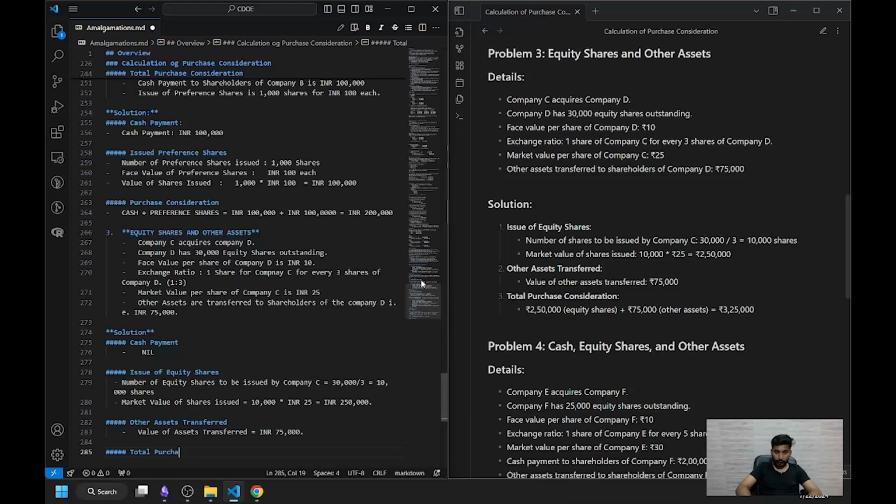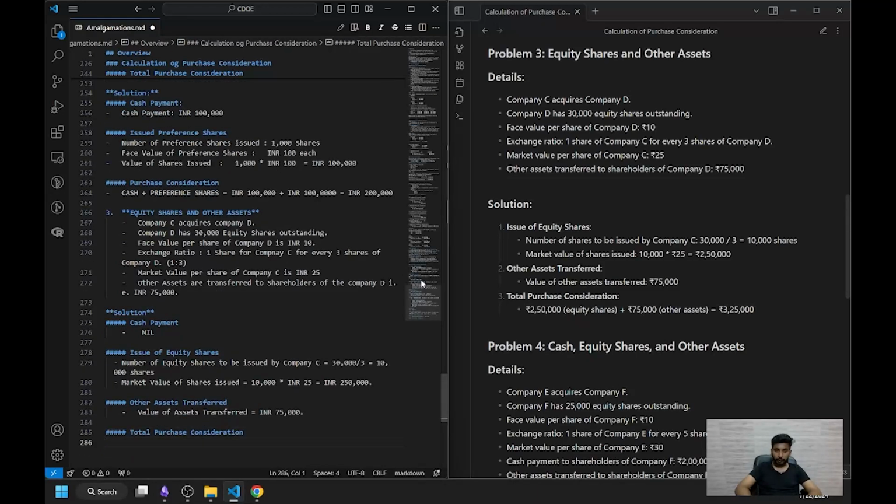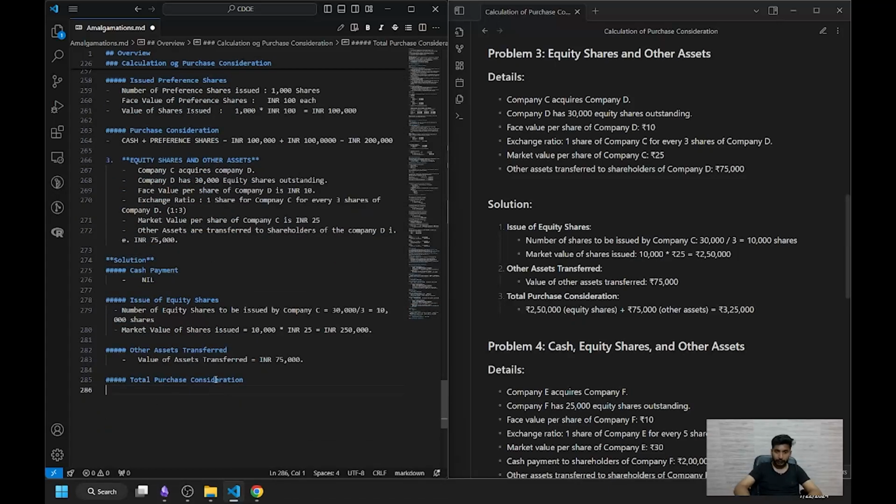Then we'll calculate the total purchase consideration. Why? Because there is no other amount left. We issued the equity shares, we got it according to the exchange rate, and we also transferred the other assets. So no transactions are remaining. Now we'll calculate the total purchase consideration. That will be, in this case, there will be no cash, but issue of equity shares plus other assets which has been transferred. So issue of equity shares is rupees 2,50,000, and the other assets are 75,000, which makes it rupees 3,25,000. Okay, so this is it.